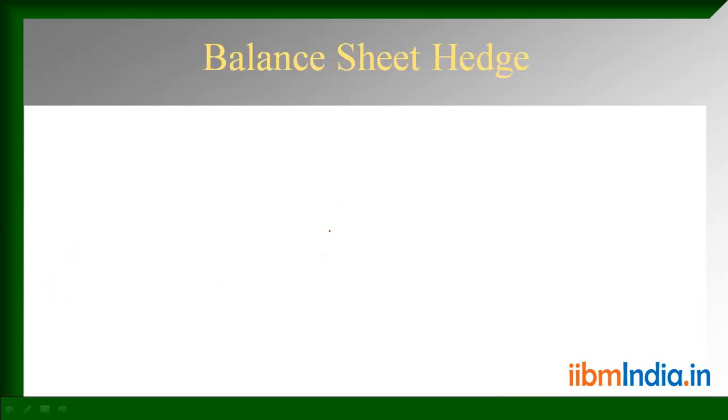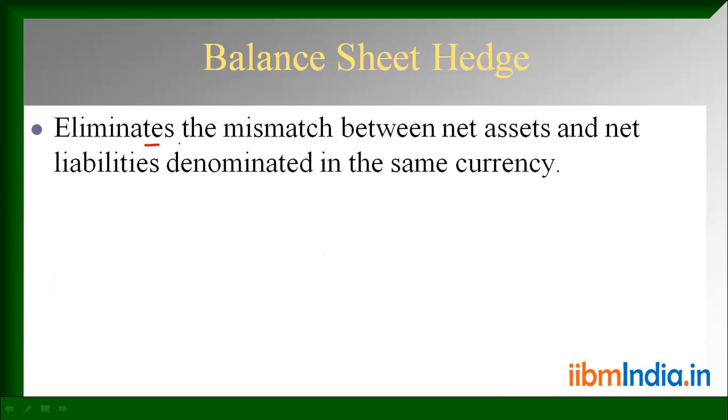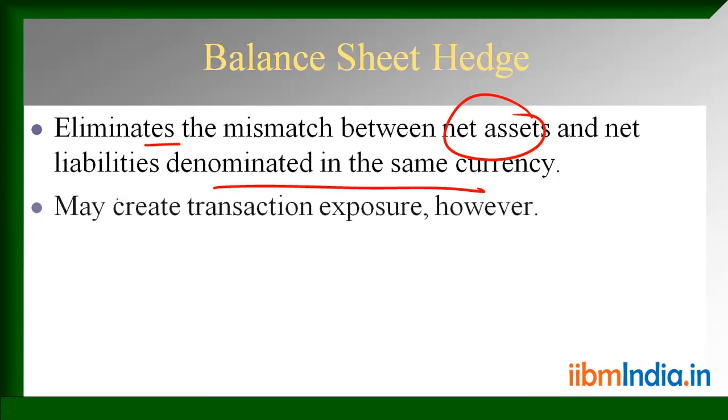Firstly, I will try to explain the balance sheet hedge. Eliminate the mismatch between net assets and net liabilities denominated in the same currency. Whether the mismatch is $1 or $2 or $1,000, we have to eliminate the mismatch between net assets and net liabilities denominated in the same currency. It may create transaction exposure, however.